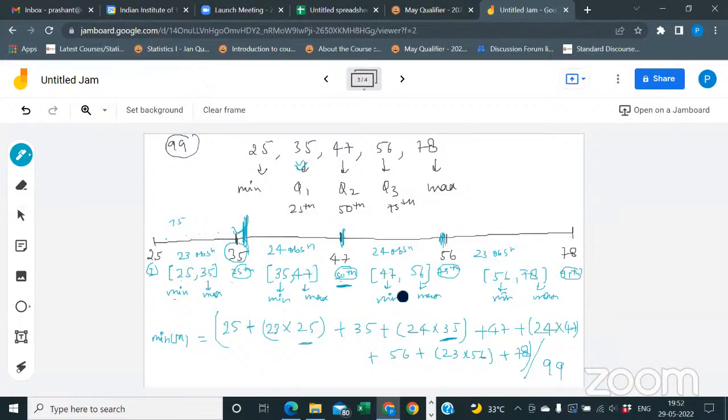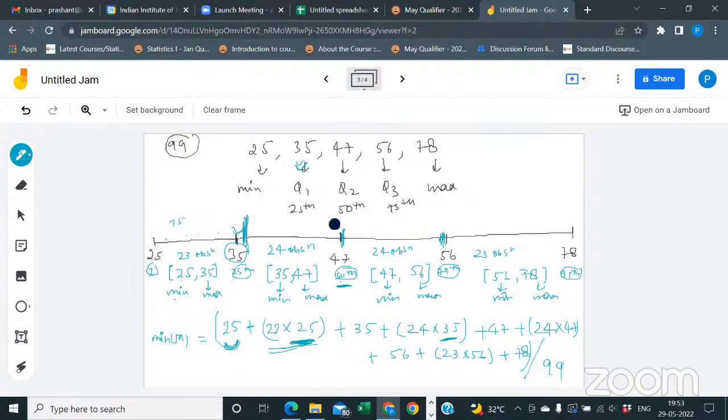My second question, sir. When you calculate the minimum, you have taken 25 plus 23 into 25, right? And then 35 plus 24 into 35 and so on. And when you're taking the maximum, you're taking this 25 as 35. Now, why are you not taking in the maximum again 35 plus 23 into 35? Because you're taking the maximum value, no? You are talking about this 35. This is the minimum.